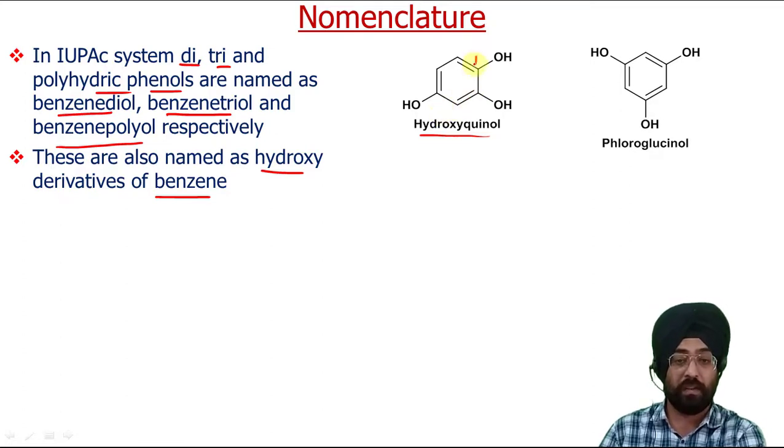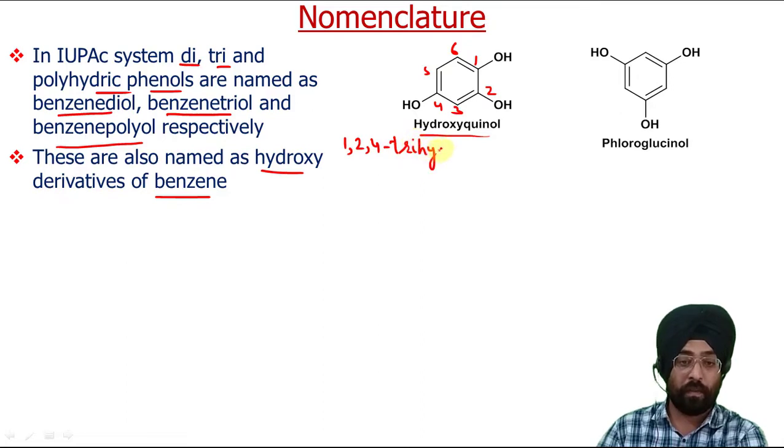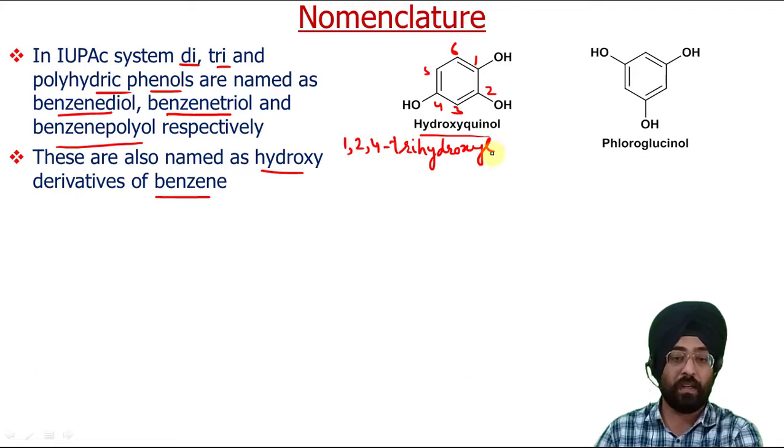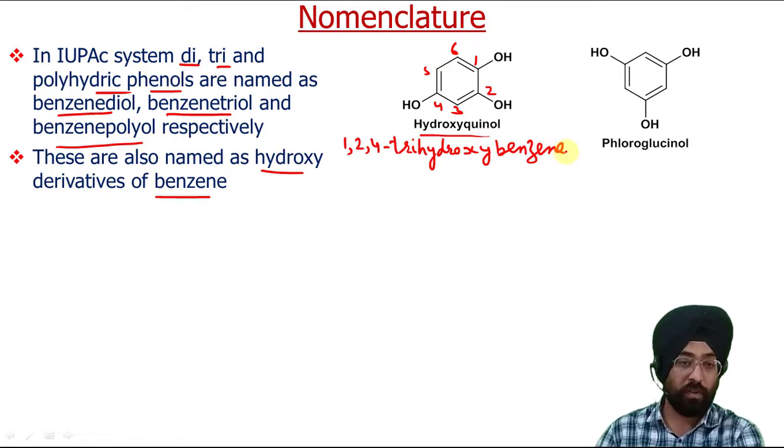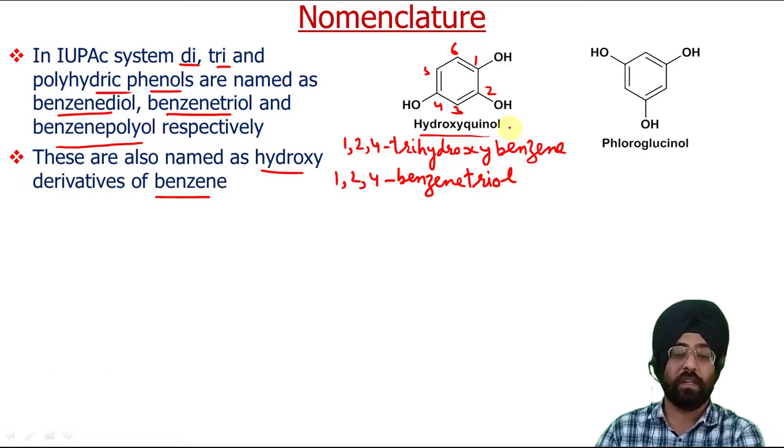So let us start numbering: 1, 2, 3, 4, 5, 6. So it is 1, 2, 4-trihydroxy, as a hydroxy derivative of benzene, trihydroxybenzene. We can also call it benzene triol, 1, 2, 4-benzenetriol. That will be its name. Its trivial name is hydroxyquinol.